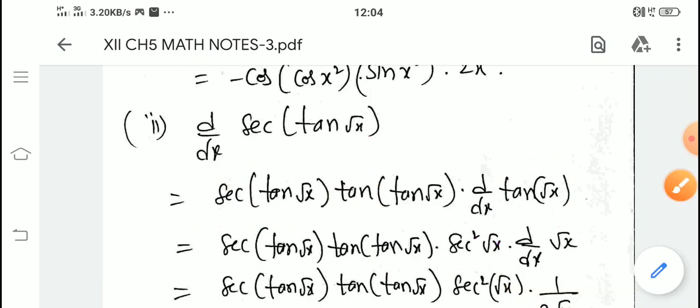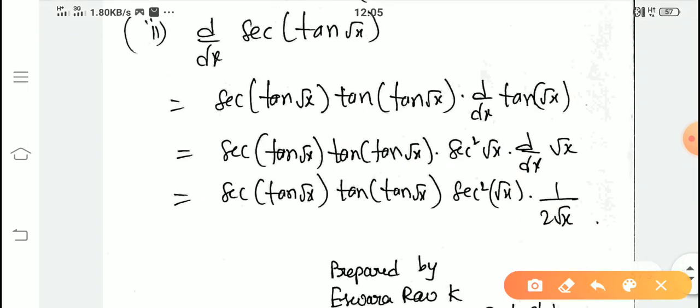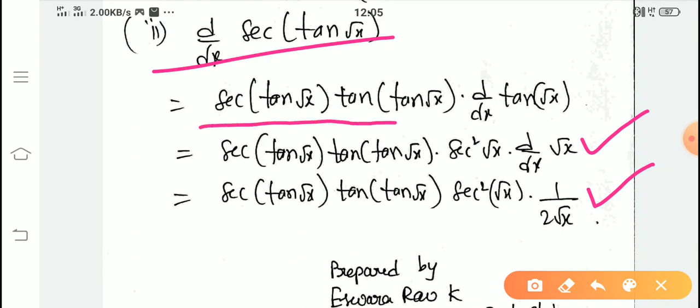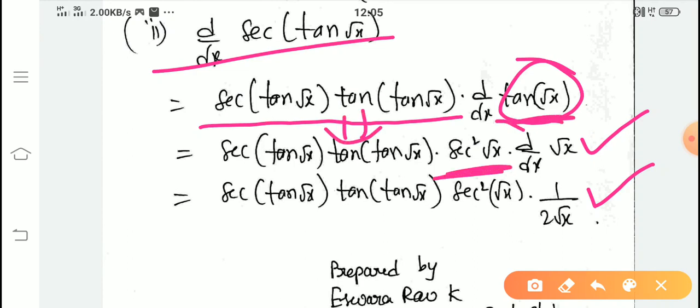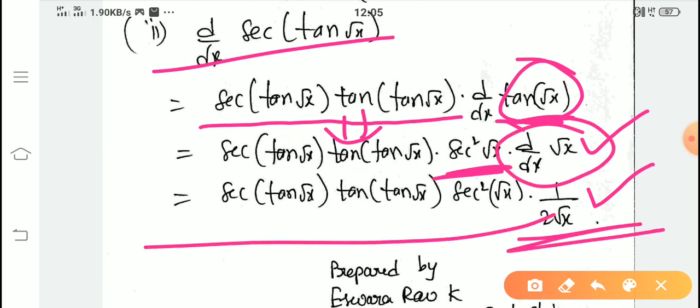So what is the root x derivative? See, root x derivative is 1 by 2 root x. That's what we multiply. So this is secant of tan root x into tan of tan root x into the tan root x derivative. This as it is you write down. Then the tan root x derivative is secant square root x into the root x derivative, multiplied by 1 by 2 root x. That's all. This way is a better way to understand and also to do the problems. In a short and very simple way we can explain this, and that's why it is very easy to do in this method.